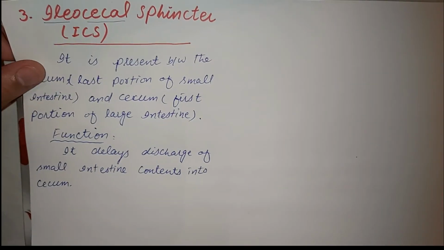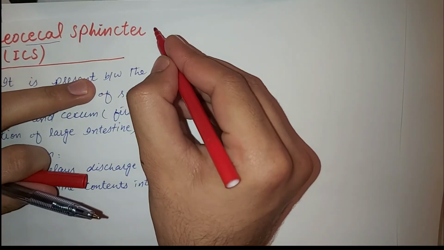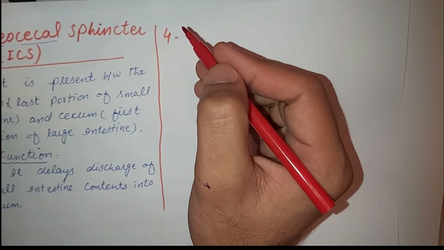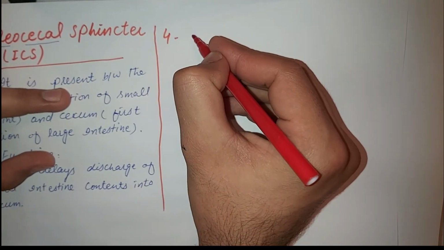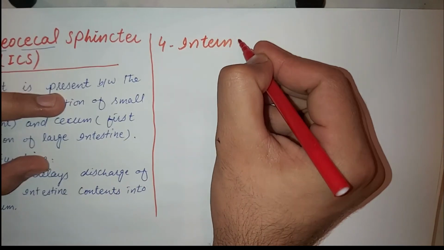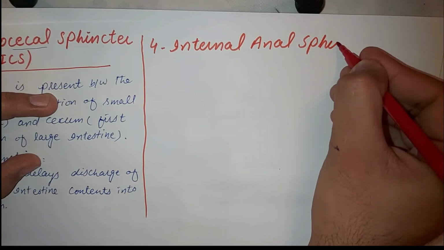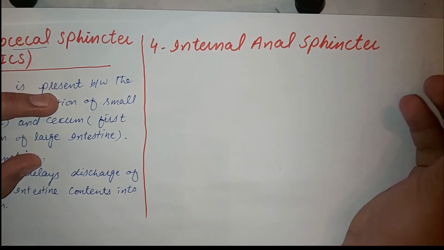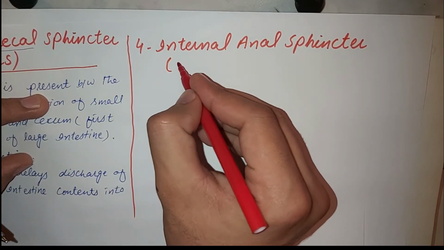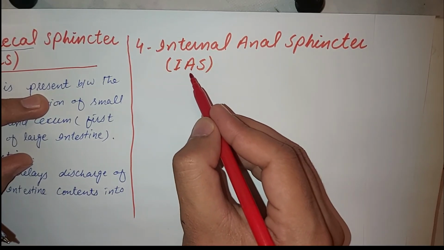And now we will see the fourth sphincter. The fourth sphincter is the internal anal sphincter, abbreviated as IAS.